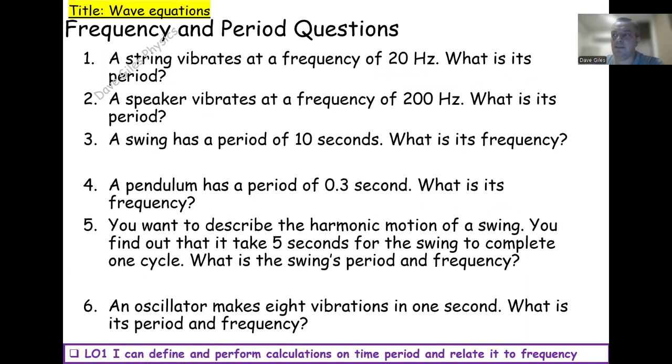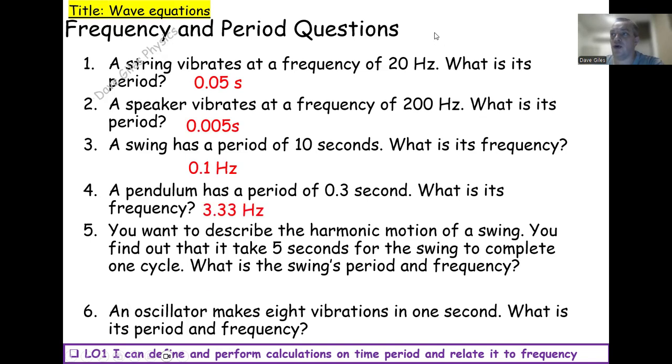Okay, here are 6 very quick questions for you to have a go at. The first 4 are just calculations. The 5 and 6, a little bit of understanding is also required there. Again, as usual, I'll let you pause it, give it a go, and then when you resume, I will put the answers on. Okay, I'm just going to put the answers on for these because these are fairly straightforward. Okay. And that is the first learning objective complete, define and perform calculations on time period and related to frequency.